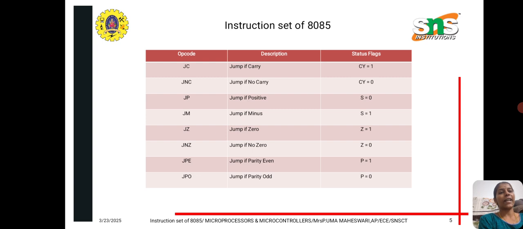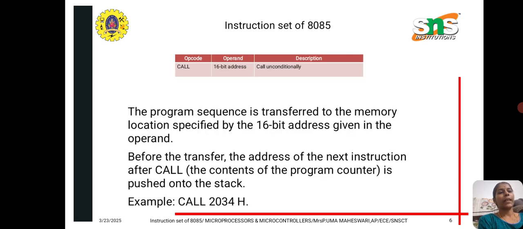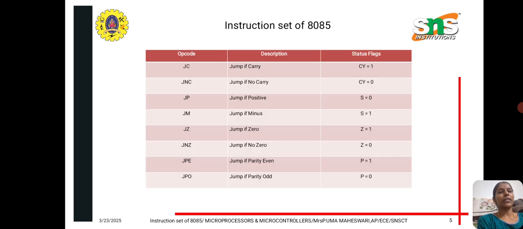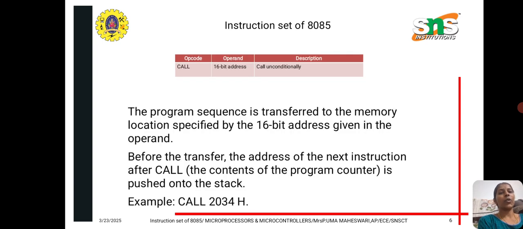The status flag for each of these is shown in this table. CY equal to 1 means there is a carry, the carry flag is set, and that is JC, jump if carry. Jump if there is no carry means CY is equal to 0. Jump if positive means S is equal to 0, and if it is minus it will be set as 1, and so on.